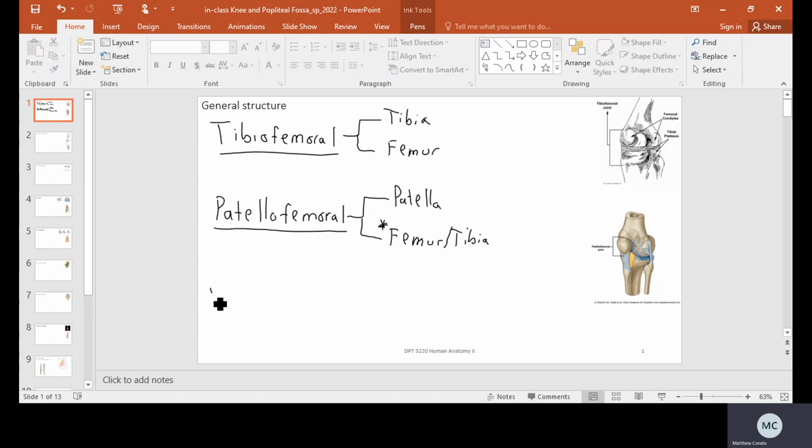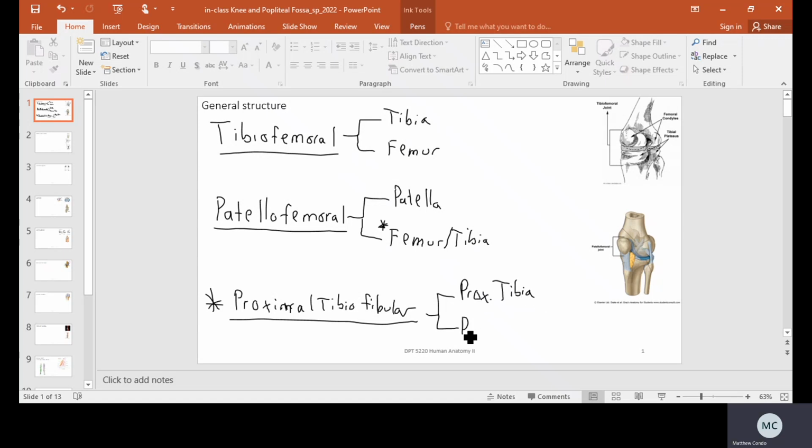And then this other one I'm going to put an asterisk next to because it doesn't have a true articulation with, quote, the knee, but it's going to have some attachments and it's going to have some influence on what happens at, quote, the knee. And that's going to be the proximal tibial fibular joint. And that's actually going to be the proximal tibia and the proximal fibula.